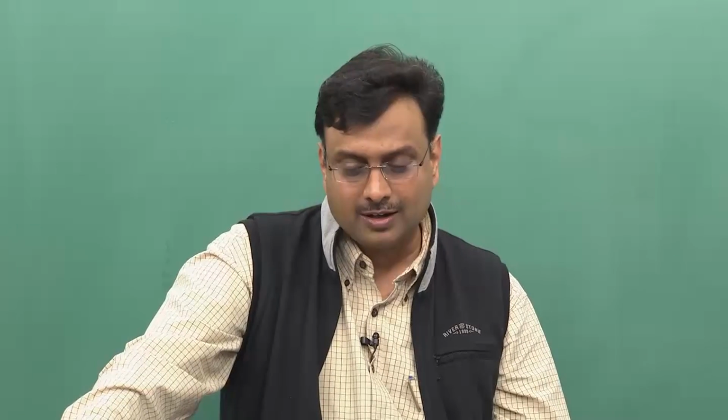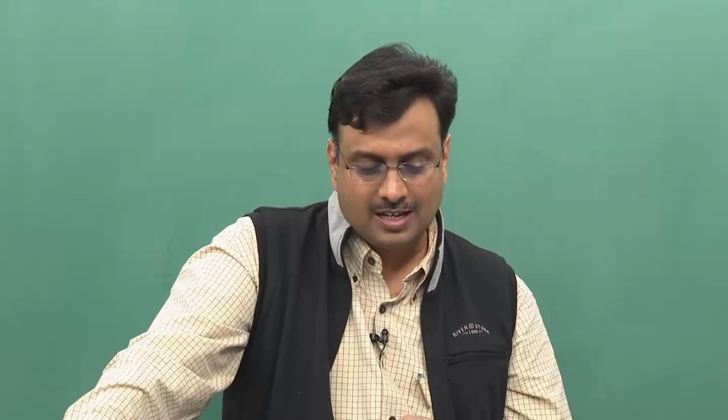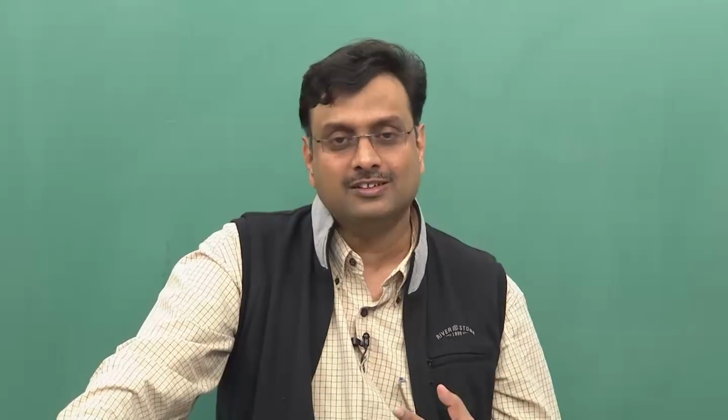Characterizing the difference between organisms reveals mechanisms of change, right. It tells you how certain organisms are successful in certain environments, what the changes are that help them to be successful, and you can understand vertebrate evolution. All of us, from fish to mammals, evolved from a few set of species. That is why we share the genome, and we want to reflect and see how we evolved. So, that really helps. We will show some examples.